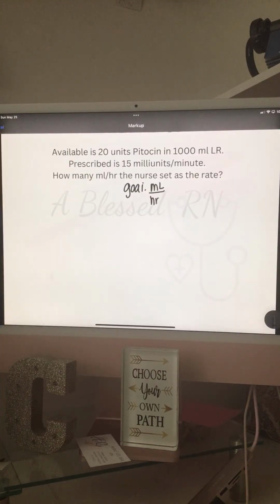Okay, cool. All right, so listen, before we start this, I want to show you something. Everything can't be measured in a gram or a milligram. Some stuff has units that it comes in, international units, like Pitocin or heparin or insulin. So if 1 gram equals 1,000 milligrams, 1 unit equals what? 1,000 milliunits. Don't get thrown off just because it changed the unit of measure.